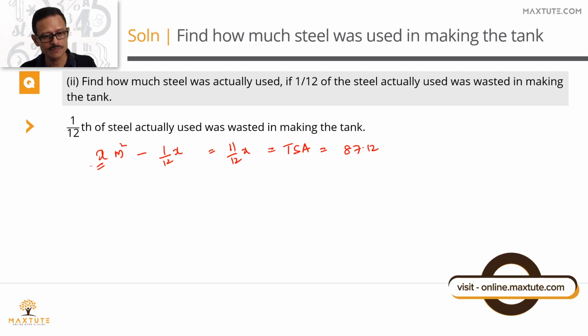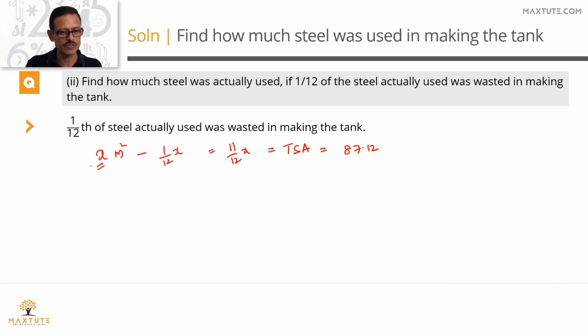Quickly run through this once more. Let's say x is actual steel used, which is what we'll have to find out. They're saying 1/12 of actual steel used was wasted. X is actual steel used, 1/12 of x was wasted. So how much got actually converted? 11/12 of x. What got converted is nothing but the total surface area of the cylinder. So 11/12 of x is equal to 87.12. So x equals 12 upon 11 into 87.12.